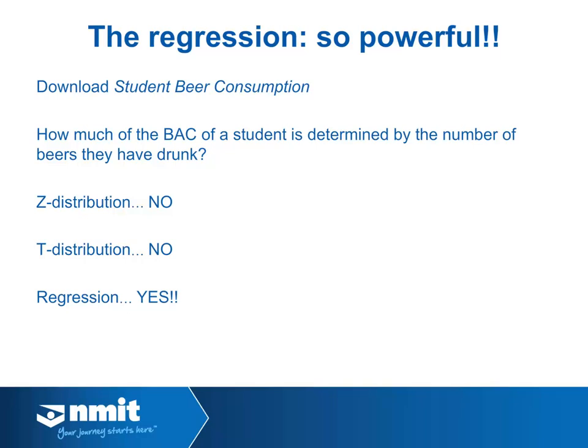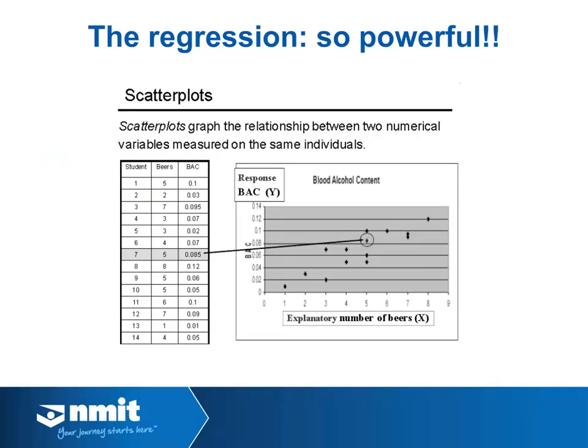In this student beer consumption, the first example that we'll go through, what we have is a data set where a study was done where students at a party were asked how many beers they consumed, and then their blood alcohol content was measured. And we want to see if we can work out a relationship between beers consumed and blood alcohol content. How can we do this using inferential statistics? Well, we can't use Z distributions. We can't use T distributions. We have to use this special kind of inferential statistic called the regression.